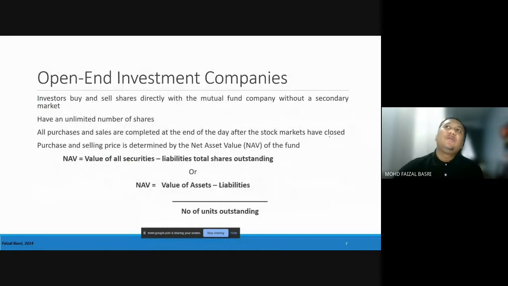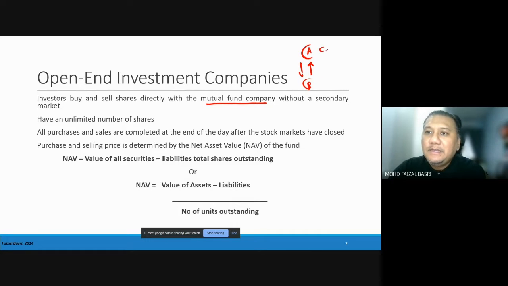So, now that we have looked at the types of funds, we are going to look at the types of companies. We have open-end and closed-end companies. So what is the difference? For open-end companies, the investors, the unit holders, will buy and sell shares directly with the company, without a secondary market. So say A is the company and B is us, the investor. A sells to B, and if B wants to sell it back, B will sell back to A.